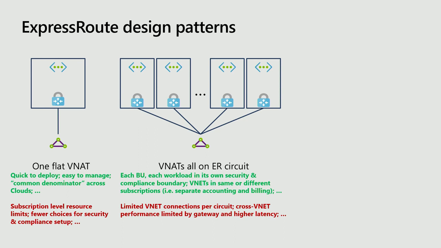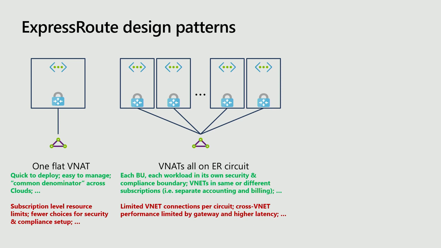The second option is you put your production workload, your non-production workload, or your different BUs, different business units like your marketing, your IT, your R&D, in separate VNets, right? And then you connect all these VNets to the ExpressRoute circuit. The good thing about it is that each VNet by itself is a security and compliance boundary, right? So you can set up different levels of access control, different levels of security for each VNet. And there's no resource limit, because all these VNets could be in different subscriptions.